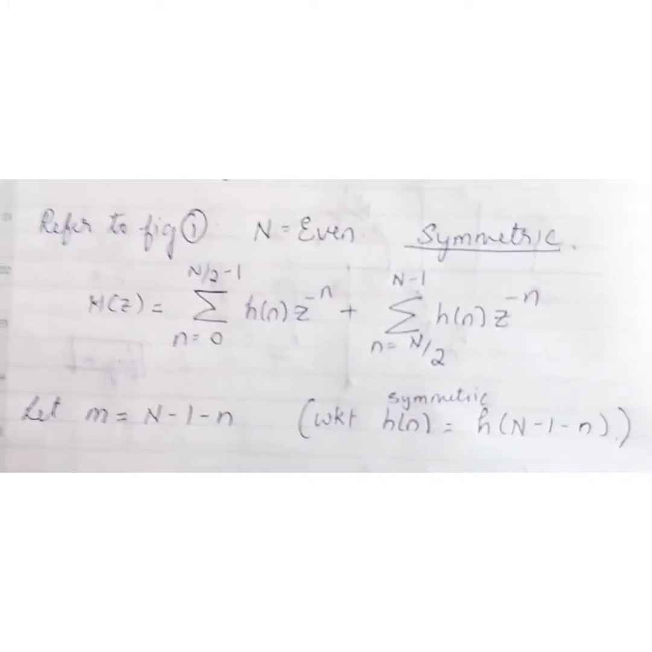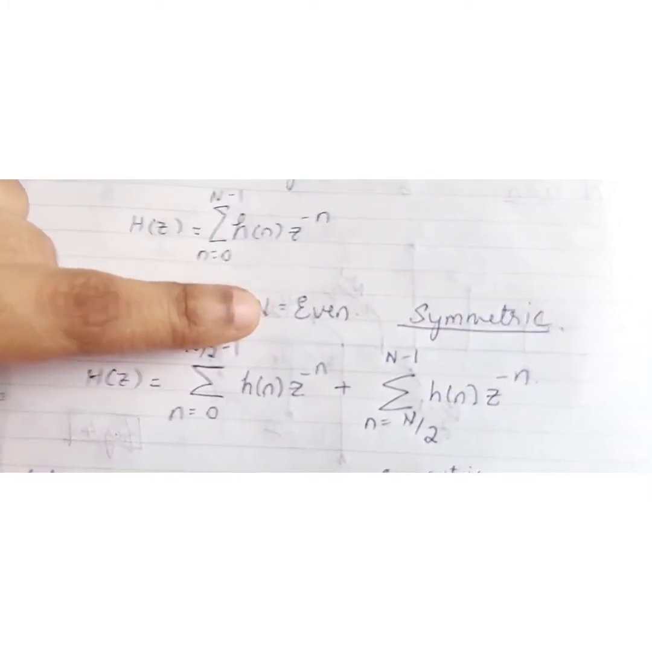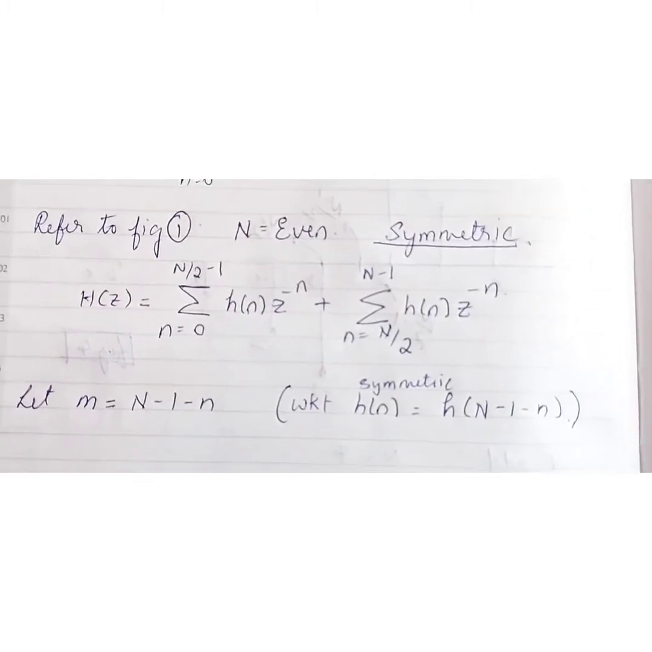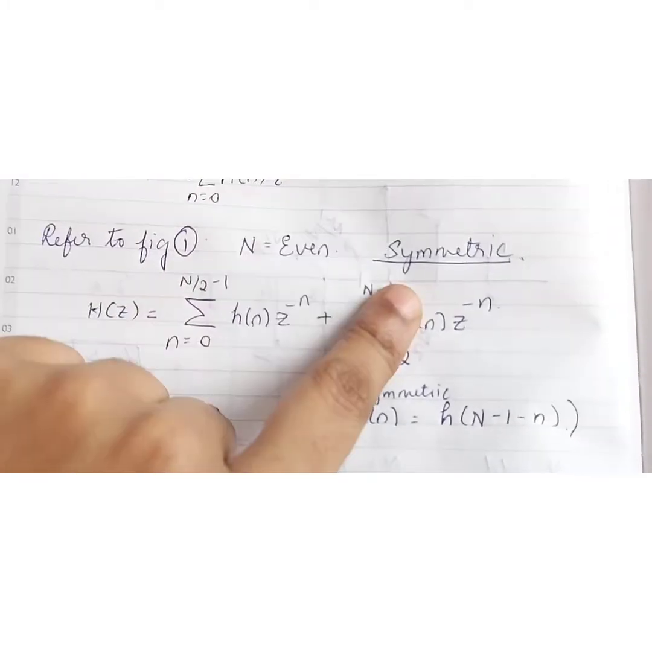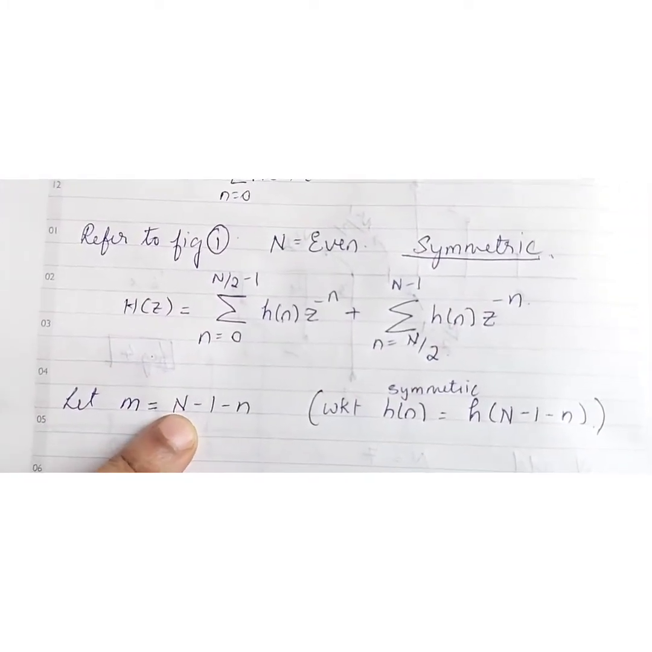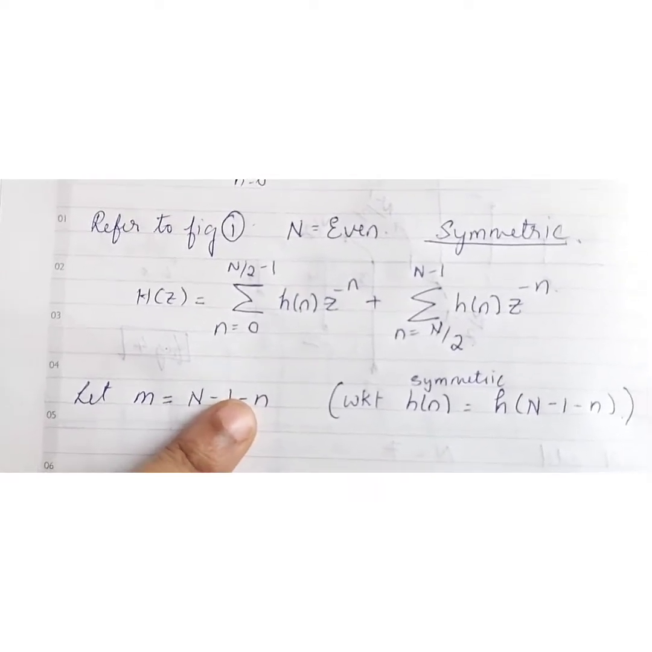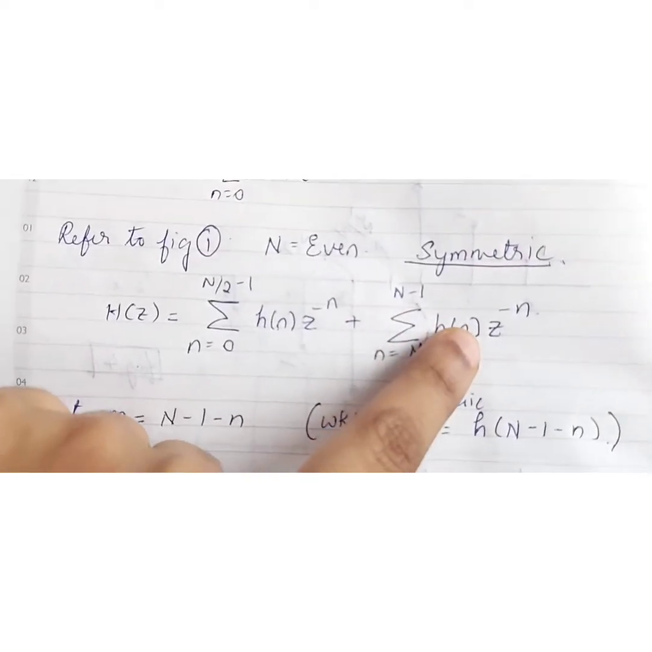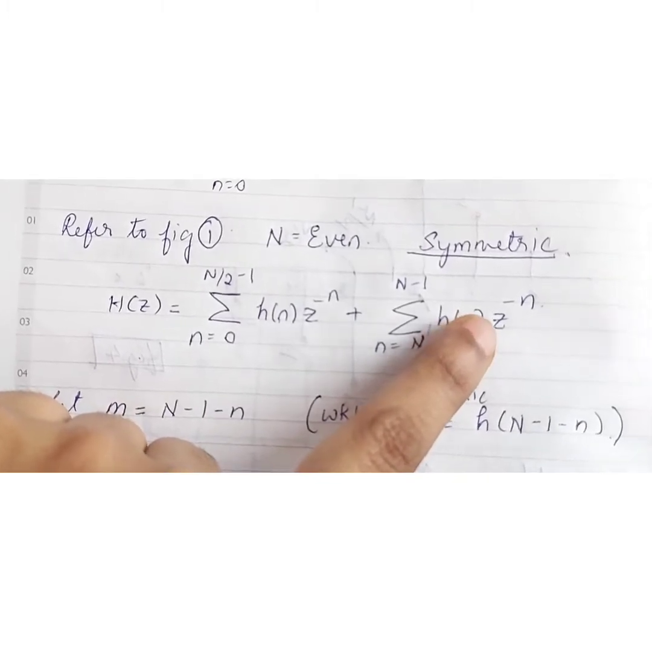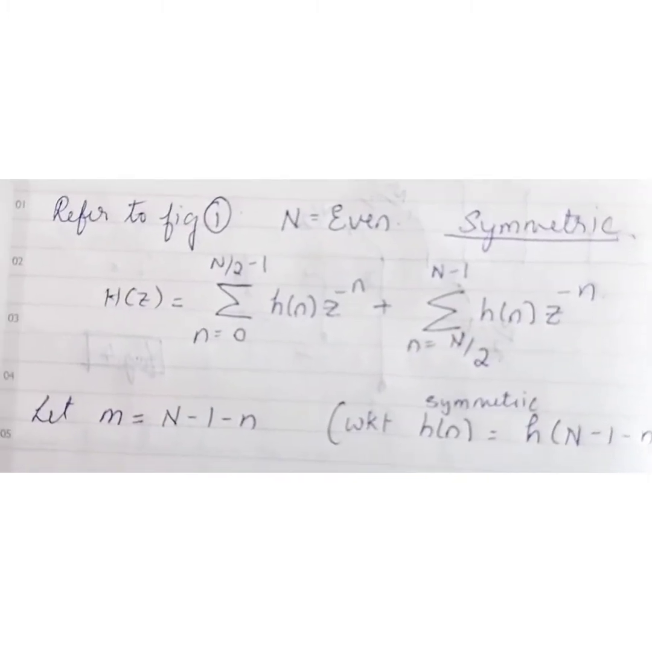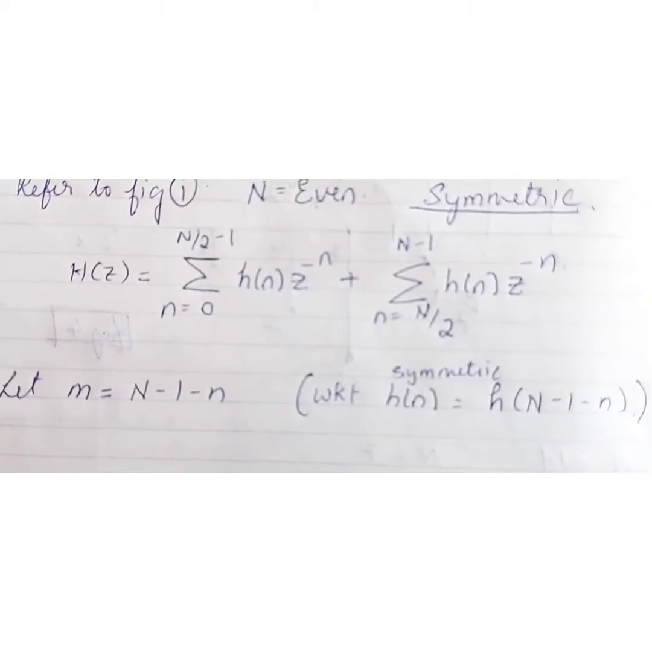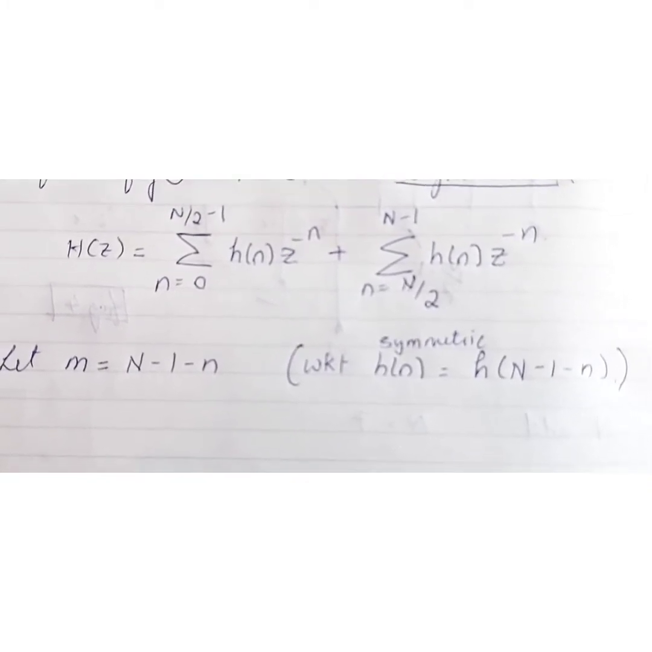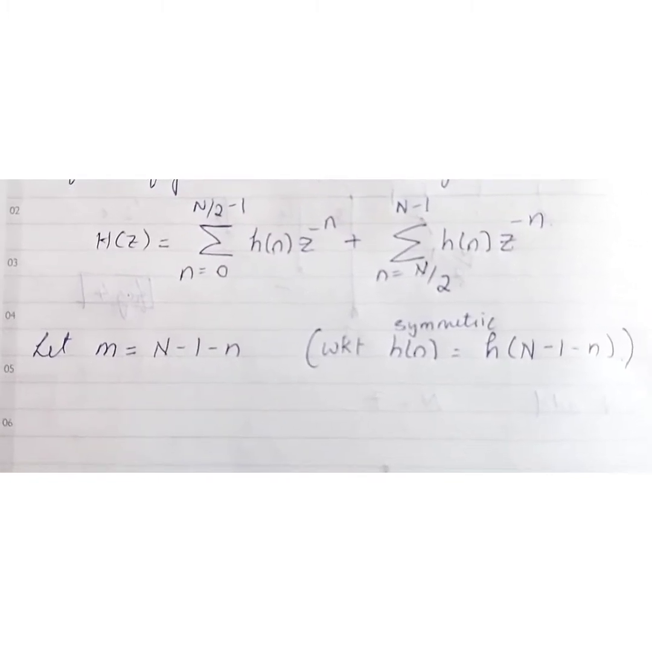Now you have taken the condition, your capital N, the filter's length, the finite duration till which you are considering your value. That capital N is even and it is symmetric. So you split the summation in this way. Let m is equal to N minus 1 minus n. So I can say that this second summation index is nothing but N minus 1 minus n, right? Are you getting it? So what happens if we put m is equal to N minus 1 minus n, what is going to happen?